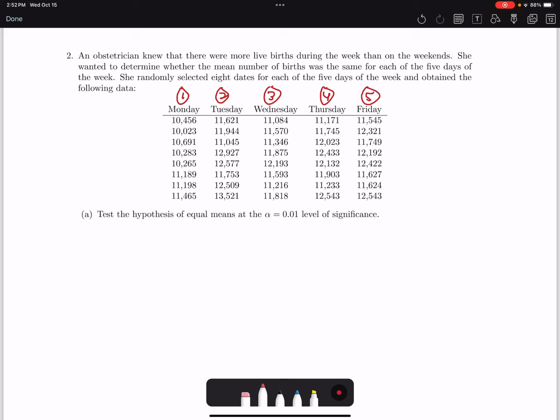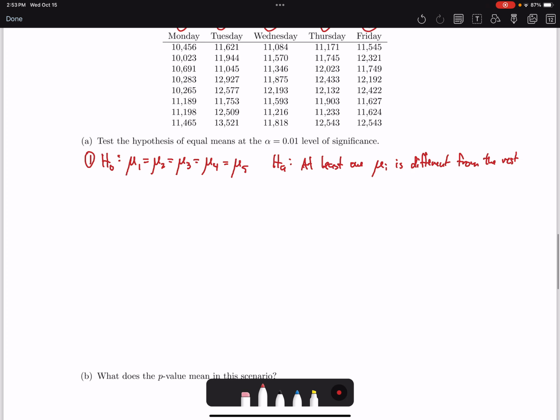I'll let you go ahead and pause the video and write down your hypotheses. Okay, so you should have something like this for your null and alternative hypotheses. The null hypothesis is that all of the means are the same, right? There's no difference in the number of births during the week.